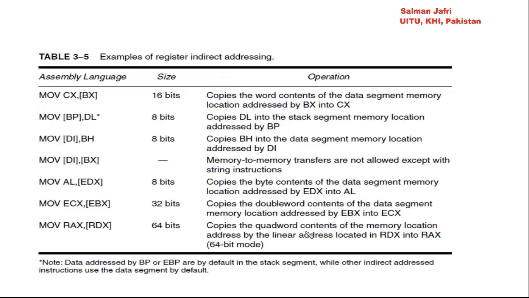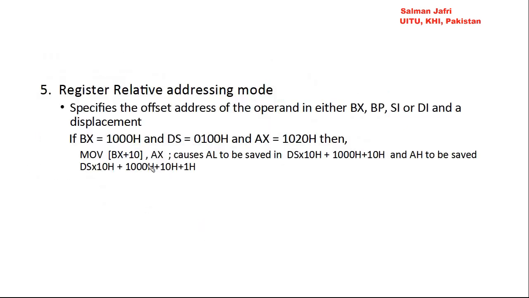Some examples of register indirect addressing mode are very straightforward, so please read those and go through them. Now we look at register relative addressing mode. In register relative addressing mode, we have in brackets either BX, BP, SI or DI plus or minus a constant displacement. So what is an example? An example is move [BX plus 10], and you should assume that if 10 is written, it means 10H.